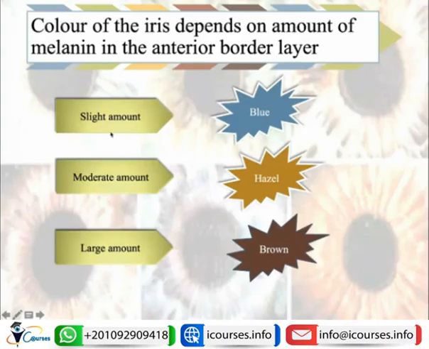The color of the iris will depend mainly on the amount of melanin in the anterior border layer. So if we have a slight amount of melanin, this will lead to blue color of the iris. If we have moderate amount of melanin, this will lead to hazel color of the iris. Large amount of melanin will lead to more darkish color, which is brown color.